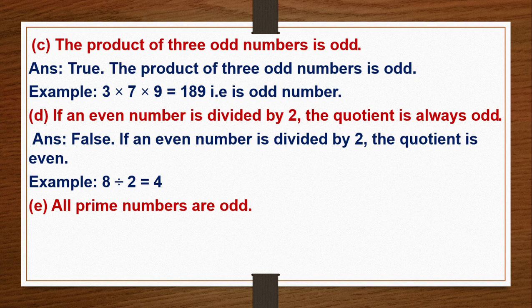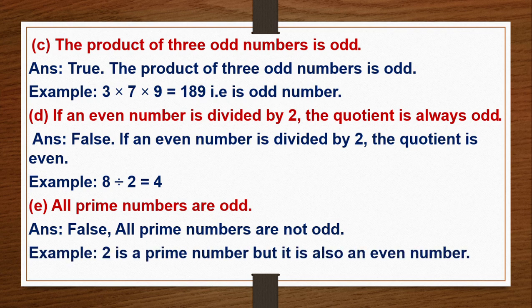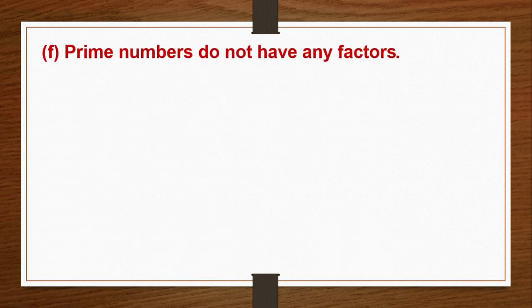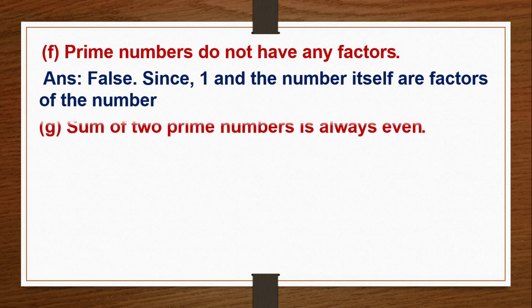All prime numbers are odd. This is also false because we have 2, which is prime, and it is an even number. So all the prime numbers cannot be odd because we have 2, which is an even prime. Prime numbers do not have any factors. False, because it will have 1 and the number itself as factors.